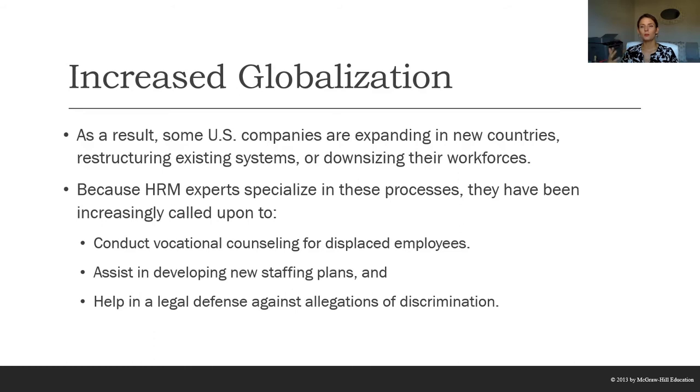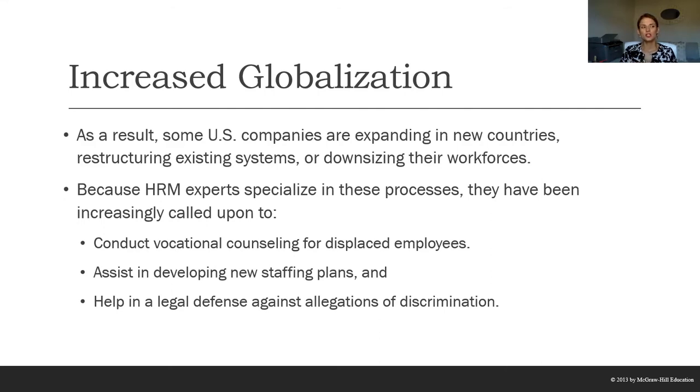It's becoming more and more common for HR managers to become involved in these changes, in expanding the company in a new country, in restructuring and downsizing. Managers are now sitting at the table because they have a specialization, they have an expertise that some of the other business leaders may not have.